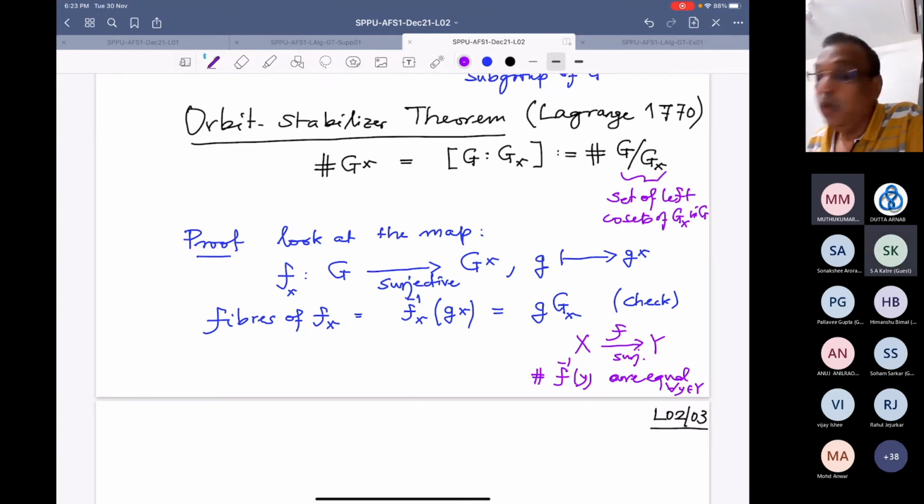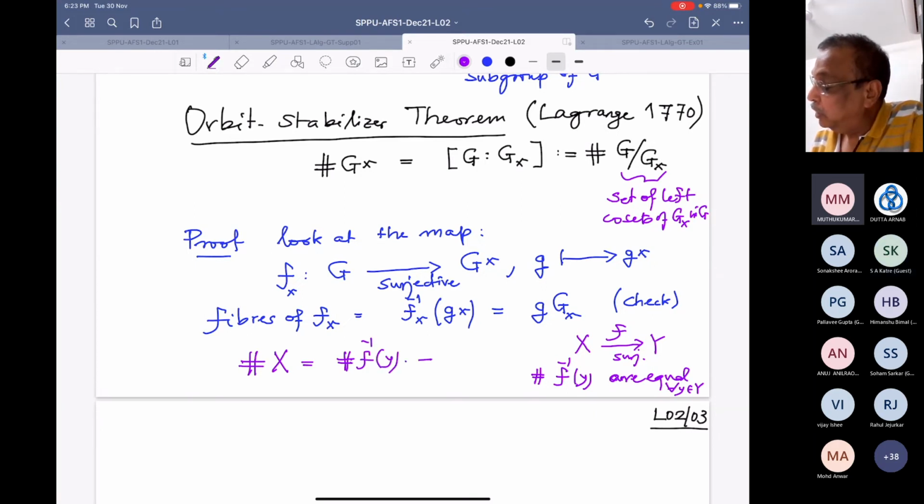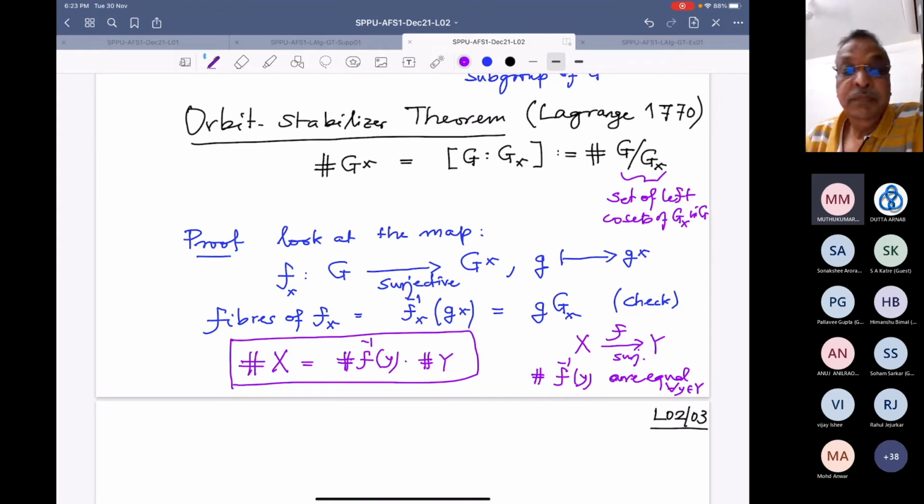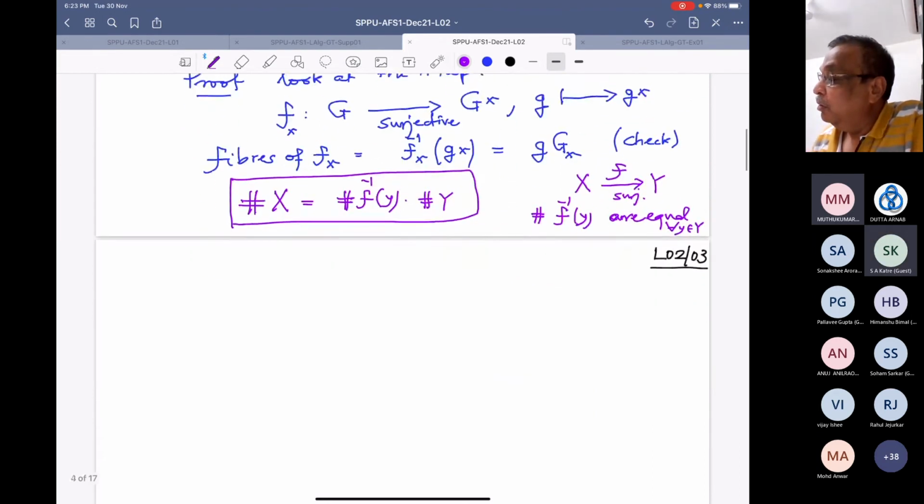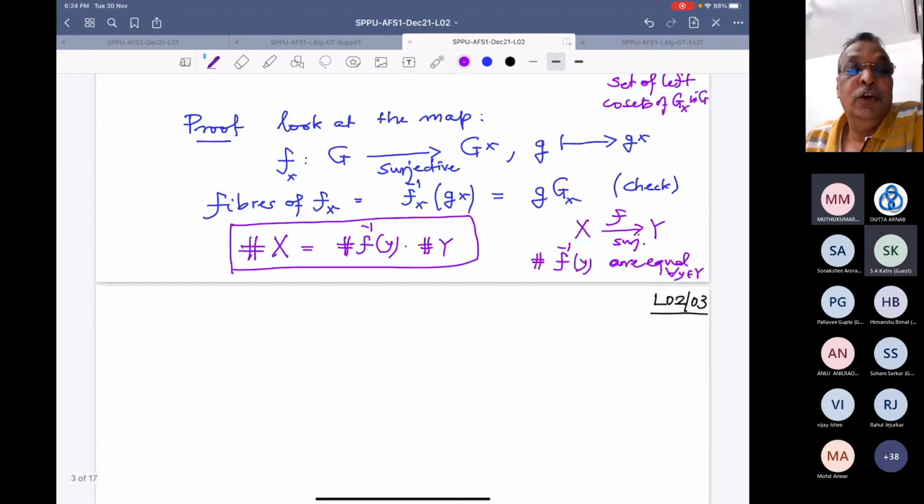Then I say you can write down what is the cardinality of X. Then the cardinality of X will be equal to the common cardinality of that fiber times. This is a very simple set theory. All right, so more than that is not needed.